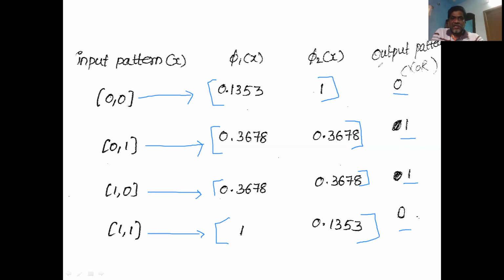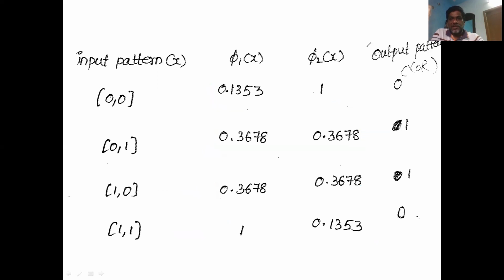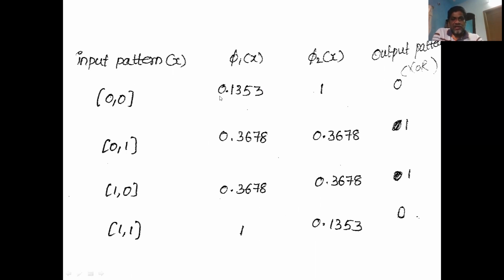Okay, so let us see now whether these can be linearly separable when converted into a high dimensional space. Okay, let's have a check now. So what is our first point? The first point is 0.1353 comma 1 with output pattern 0. 0.1353 comma 1 may be represented here with output label 0. Okay, so this is the first point.